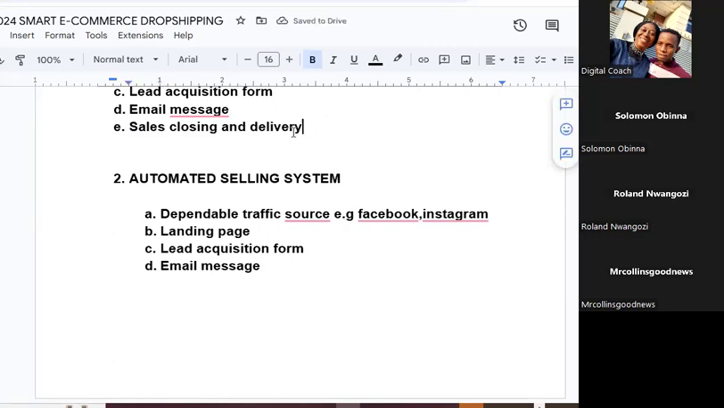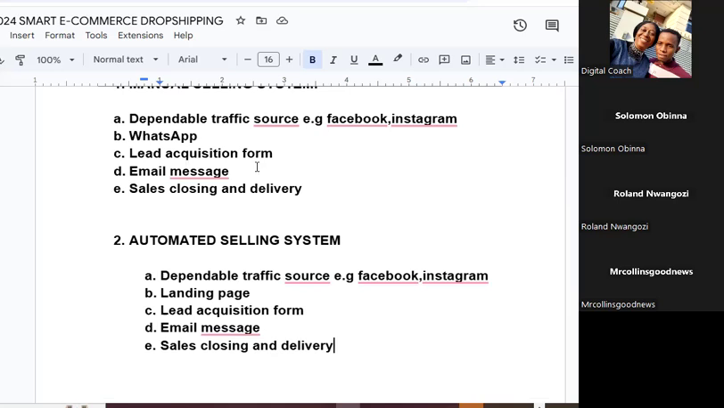Then you can now complete your call, your sales closing and delivery takes place. So that is how this business goes. It's as simple as this. So this is for automated. It means that to use the automated selling system, you have to learn how to create a landing page, which is a longer process. But I'm going to teach you that from January, okay? How you can create your landing page and all of that.